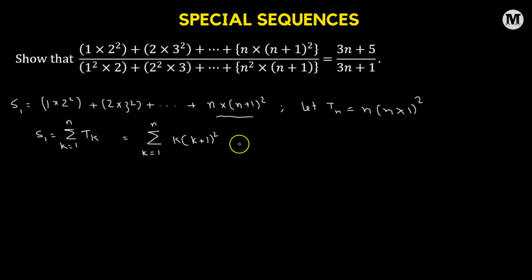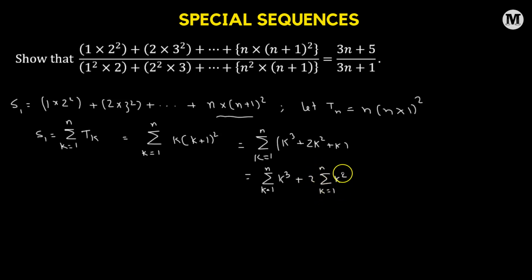Let's further simplify this. This is simply going to be the summation of, when we open it up, k cubed added to 2k squared added to k. Fine. Now we will separate the summation, with k running from 1 to n. The first summation is the summation of k cubed, added to 2 times the summation of k squared, added to the summation of k, with k running from 1 to n.